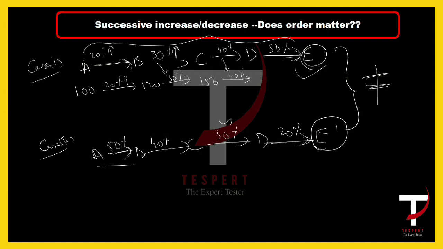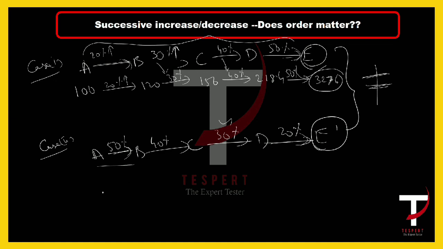Now the value becomes how much? 218.4. Now 218.4 got increased by 50%. What is the value of E? 327.6. Okay, 327.6. This is the value of E.